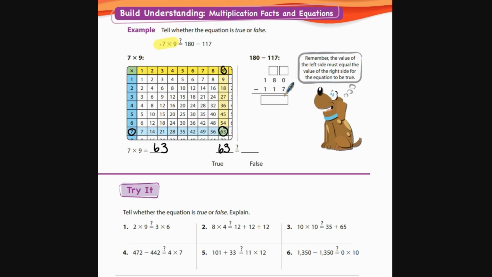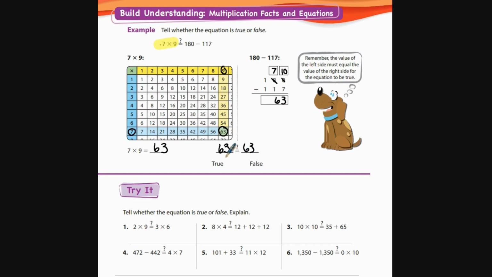Let's subtract. I can't do 0 minus 7. So let me borrow from the 8, which I can. So now the 8, I turn it to 7. And now the 0 is a 10 because I went ahead and I borrowed. Now I can go ahead and subtract. 10 minus 7 is 3. And then 7 minus 1 is 6. And 1 minus 1 is 0. So I'm going to go ahead and put 63 right here.